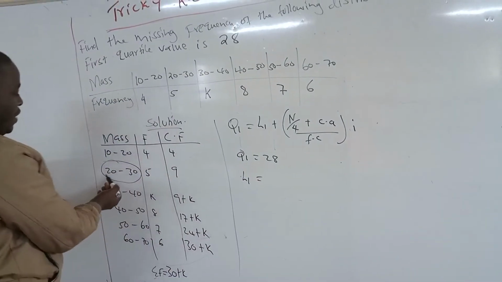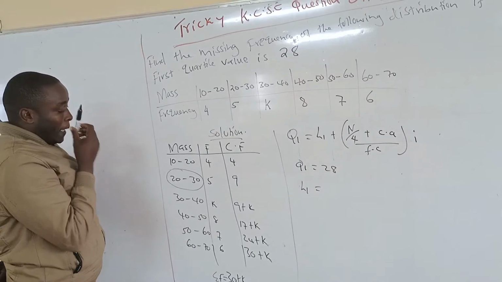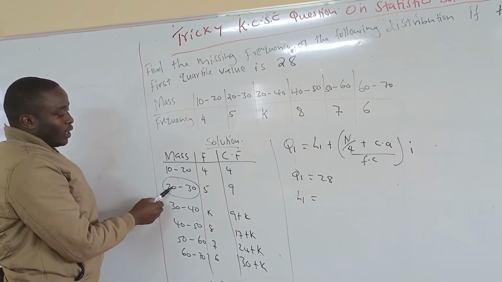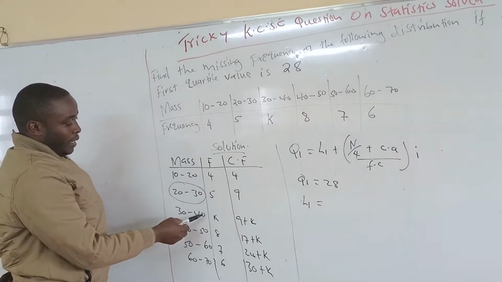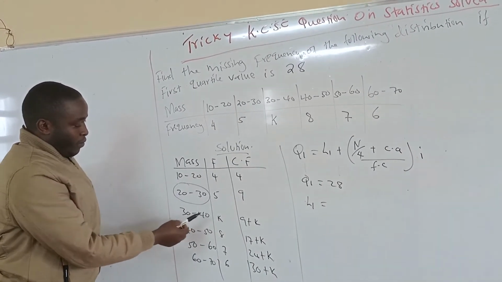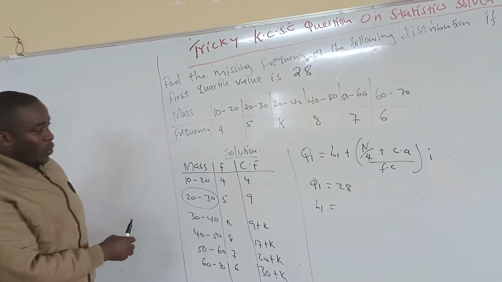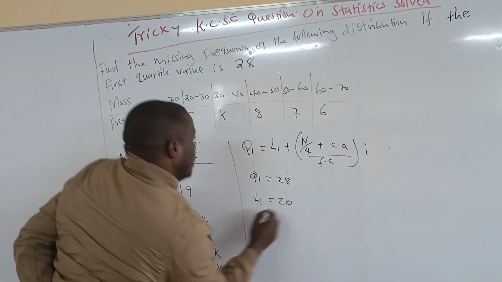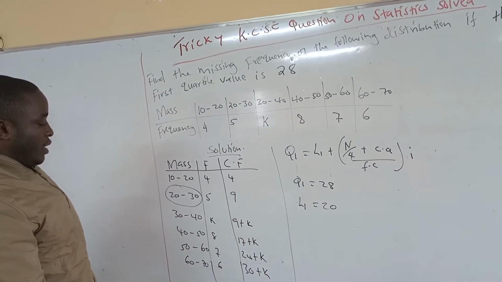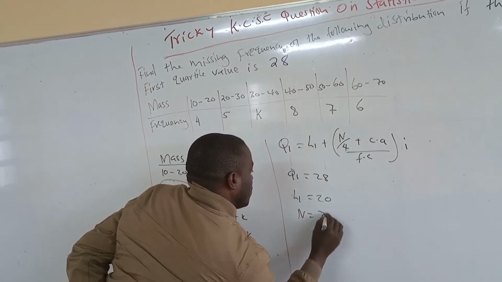So we need to find L1 of that class. Here we have 10 to 20, then 20 to 30, 30 to 40, so we take the lower limit the way it is. But if it was 10 to 20, then 21 to 30, 31 to 40, we could have set the lower limit to be 19.5. In this case, because 20 is where the class starts, we pick 20 as our lower limit. Then n is the summation of frequency, which is 30 plus K.